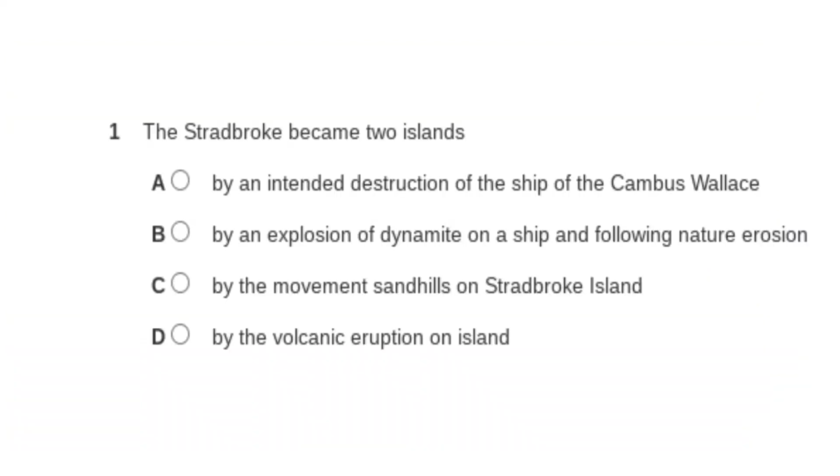So if we go back to our options, by the intended destruction of the ship Cambus Wallace, possibly, but there's nothing in the text to say that it was intended. So it's probably not A. B, by an explosion of dynamite on a ship following nature erosion. That's our answer. The ship was wrecked, the dynamite exploded, caused a big crater, and then the action of the sea, the nature erosion, eventually broke through and formed 2 islands. So our answer is B.